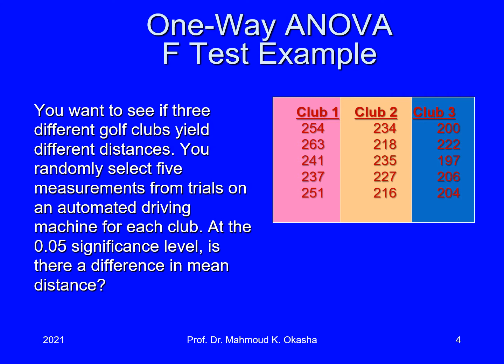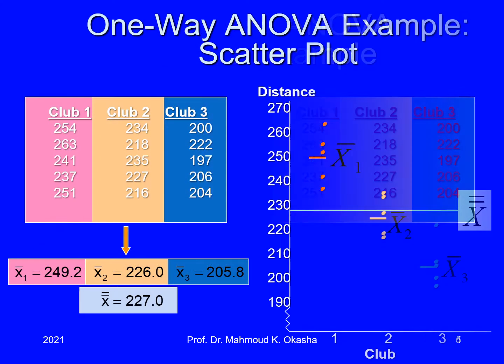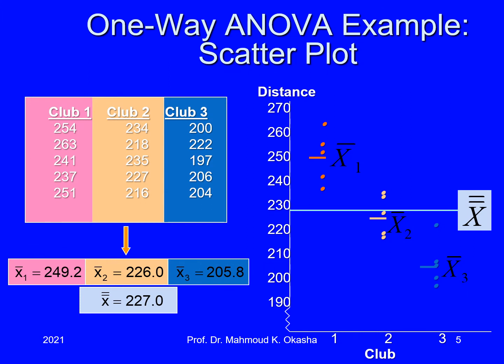At the 5% significance level, is there a difference in mean distance? Again, we have 3 clubs and we have 5 observations in each club. And we want to test whether there is a difference between the population means for these 3 clubs, right? This is the problem. And so we test the null hypothesis mu1 equals mu2 equals mu3.